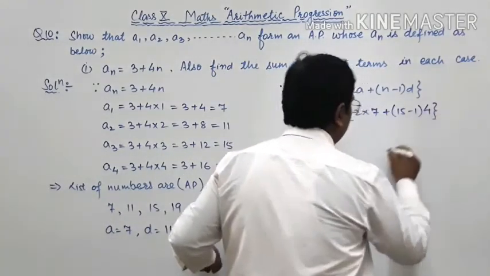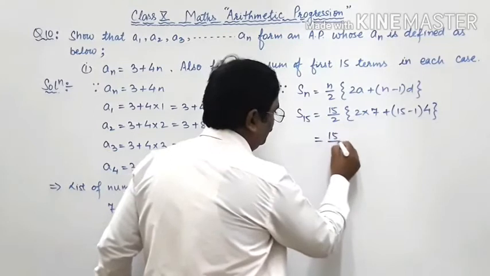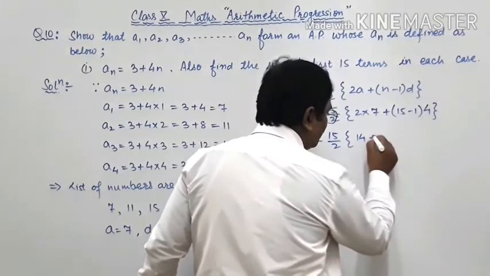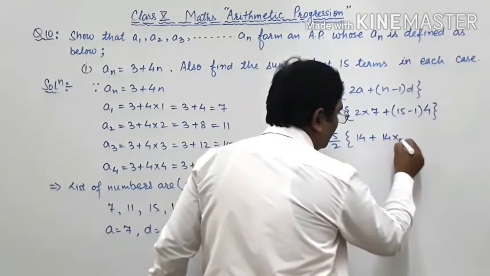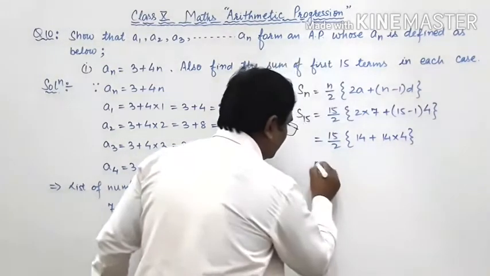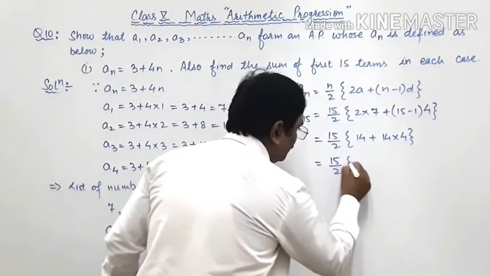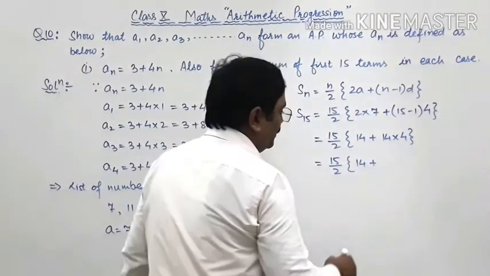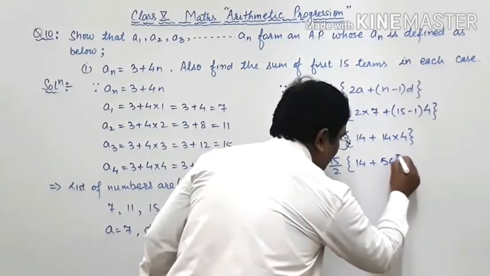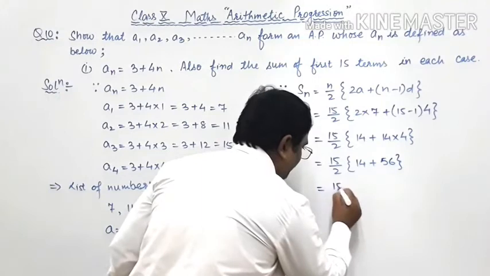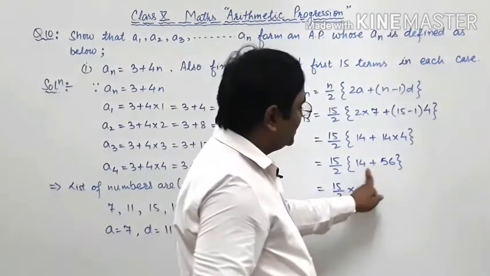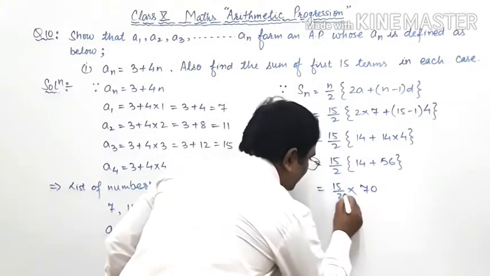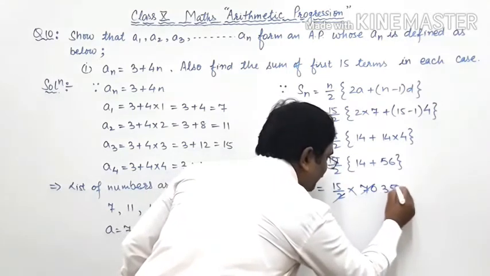After substituting these values, let us simplify. 15 upon 2, 7 2s are 14, plus 15 minus 1 which is 14, multiplied by 4. Let us solve it. You will get 15 upon 2, 14 plus 14 4s are 56. Solve it, you will get 15 by 2 multiplied by 56 plus 14, which is equal to 70. Now this 70 is simplified by 2, you will get 35.